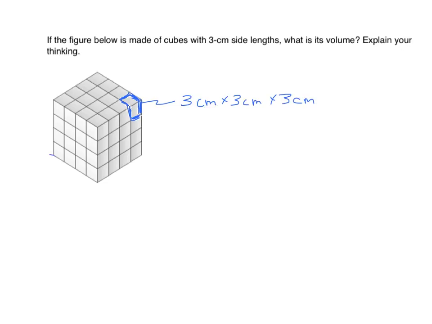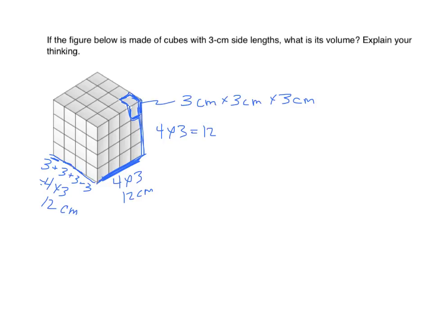So we need to look at each one of these sides here. Each one of these portions is 3. So I have 3 plus 3 plus 3 plus 3, and that's 4 times 3, and that would be 12 centimeters. And this side, same thing. And by the way, on your test, it's not going to be a cube. So make sure you count the number of cubes on each side. So again, we have 1, 2, 3, 4. We have 4 times 3, and that equals 12 centimeters. And the same here. 4 times 3 equals 12 centimeters.